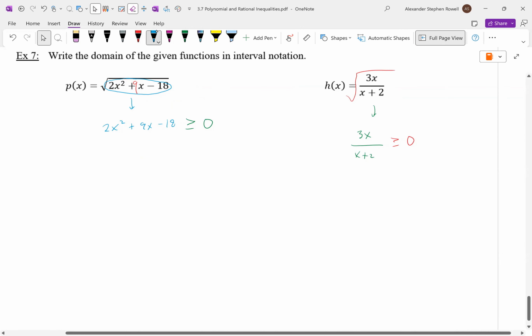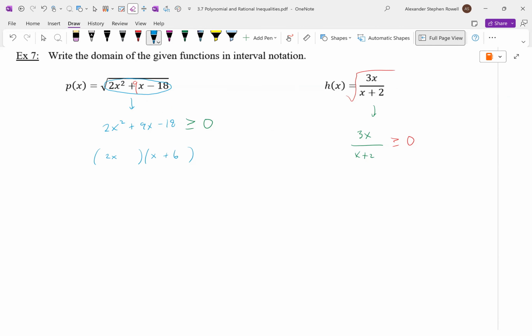What does this factor into on the left-hand side? Positive 6, negative 3? Does that work? 12, negative 3x plus 12x? That's 9x, right? Okay, so what do I want to do with that? Yeah, the zeros. What are the zeros? Very good. So I go to my number line and I say, here's negative 6.